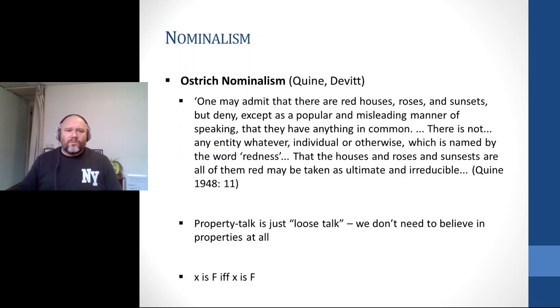So the final form of nominalism I want to talk about is the most hardcore, if you like. And this is a form of eliminative nominalism, again, so it denies the existence of universals and similarly denies the existence of properties. And the ostrich nominalist basically buries their head in the sand with regards to property talk. It's perfectly embodied by Quine. I'll read the quote here.